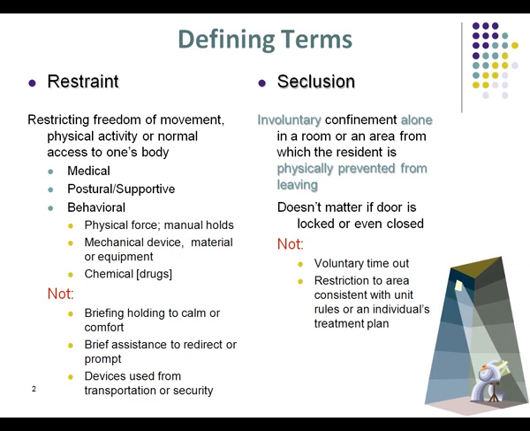Devices used for transportation or security, things like seatbelts in school buses, are not considered a behavioral restraint if they're used during transportation. If that very same seatbelt is taken out of the bus and brought into the school and is used to tie the child to the chair, then it would be considered a mechanical restraint.